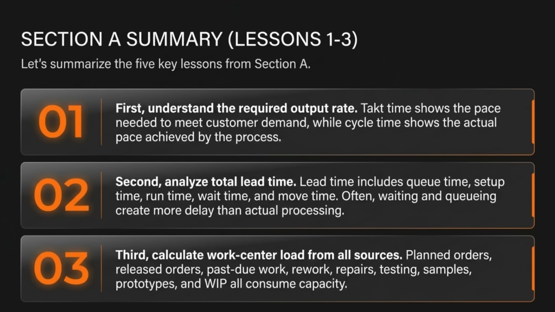Let's summarize the 5 key lessons from Section A. First, understand the required output rate. Takt time shows the pace needed to meet customer demand, while cycle time shows the actual pace achieved by the process.